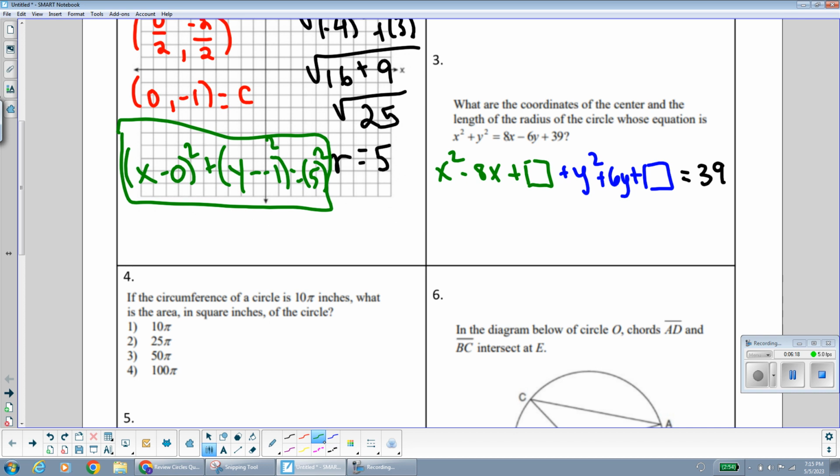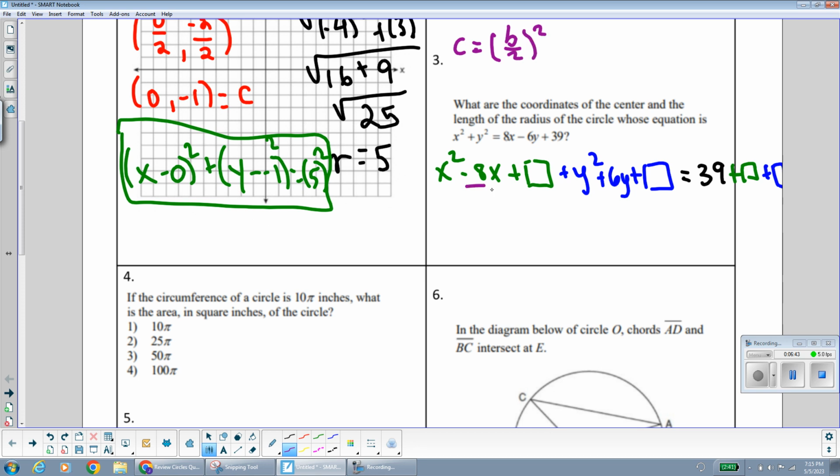But remember, whatever I do to the left, I also have to do to the right, unlike Kevin in number 2. So I'm going to put my boxes to indicate that whatever I put here and here, I'm also going to have to put here and here. Remember, we find our number that goes in the box using the formula C equals B over 2 squared.